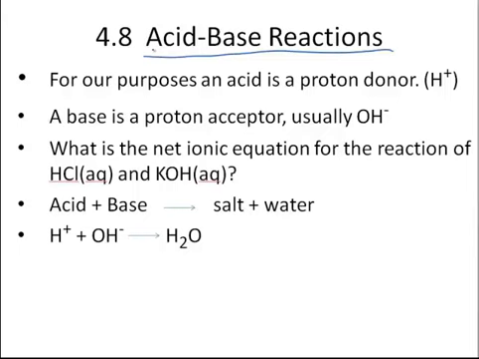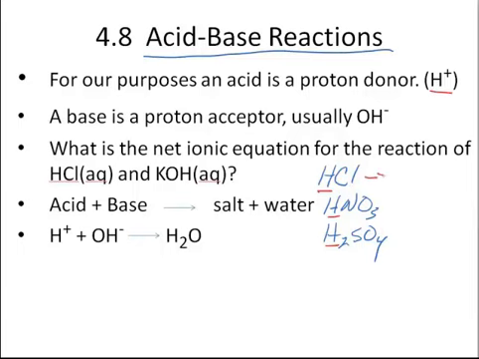So, if you were to look at a list of acids, you would see things like this: HCl, HNO3, H2SO4. And you'll notice that every single one of them starts with an H, right? And that's pretty common for acids. And so for our purposes at this point in the game of chemistry, we're going to say that an acid is simply a proton donor.